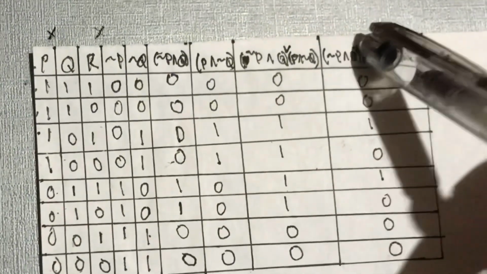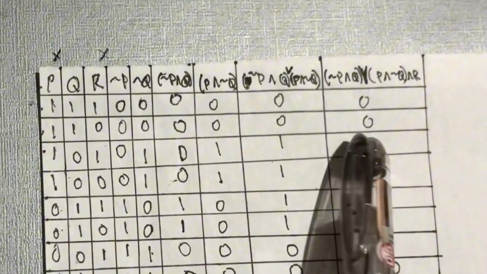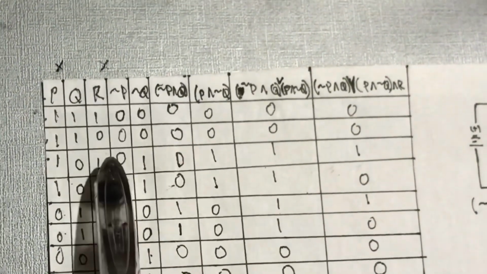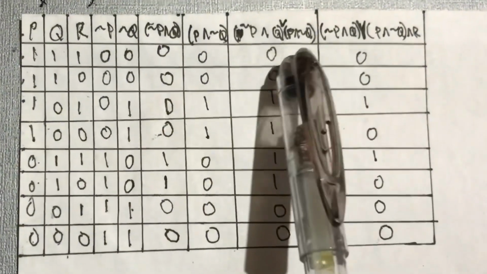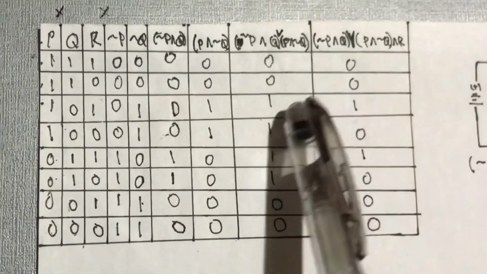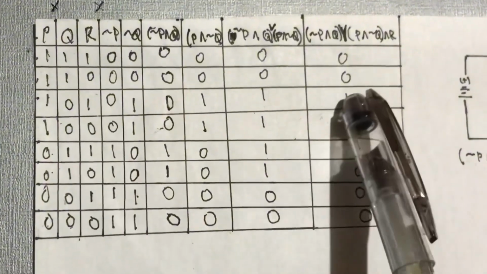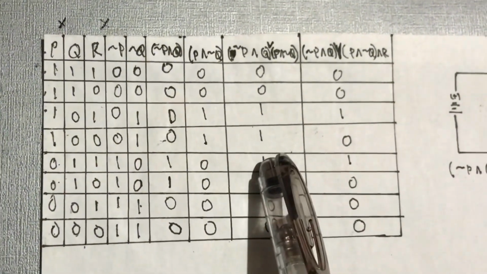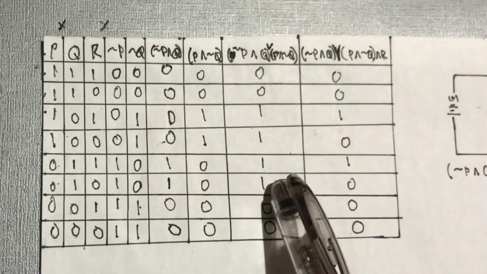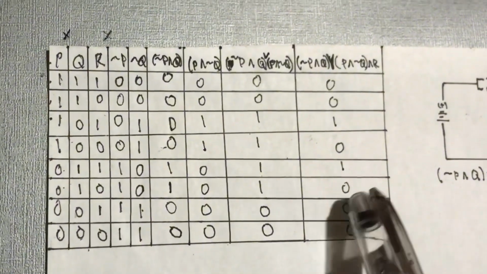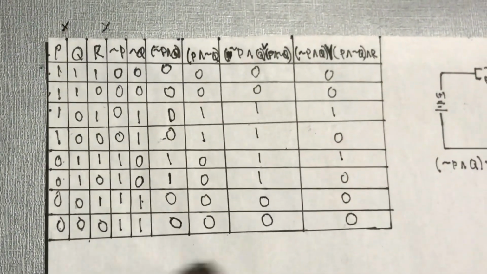Whole formula. So to get this, we have to base it on this column and also this column R. So 0 and 1 is 0. 0 and 0 is 0. 1 and 1 is 1. 1 and 0 is 0. 1 and 1 is 1. 1 and 0 is 0. 0 and 1 is 0. 0 and 0 is 0.